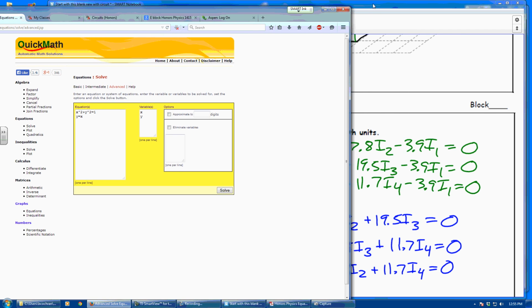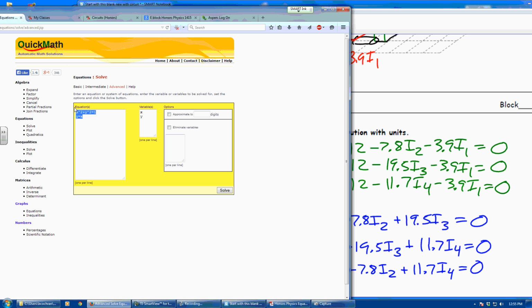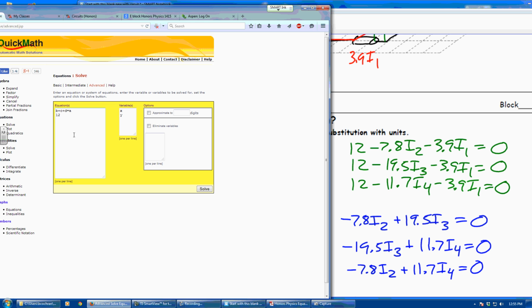And I need to move this over so I can see these. So let's see, I have B plus C plus D equals A. Now that was my red one. And now I've got 12 minus 19.5... minus 7.8 B minus 3.9A equals 0. 12 minus 19.5 C minus 3.9A equals 0. 12 minus 11.7 D minus 3.9A equals 0. I'm going to tell the computer that I'm using A, B, C, and D. Cross my fingers.